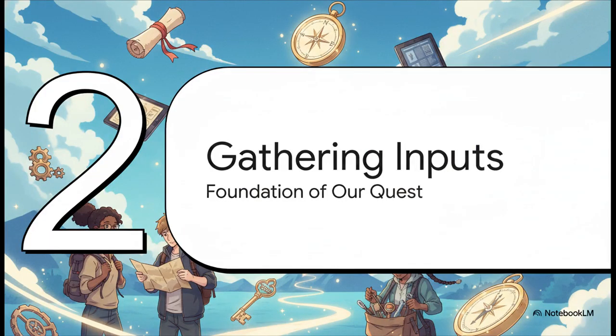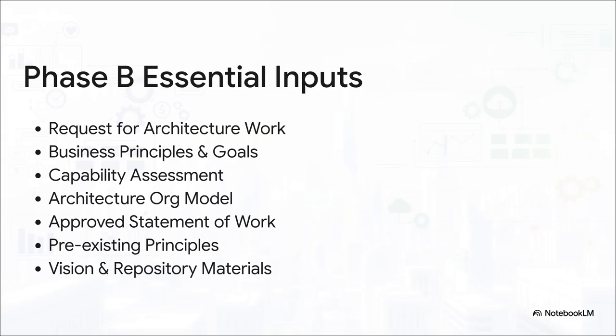Section 2. Gathering essential inputs. The foundation of our quest. Well, before our architecture team can venture into the deep analytical work, they need to gather their essential inputs. Think of these as the maps and tools for the journey. We've got the request for architecture work, business principles, capability assessments, and the statement of work. But here is a huge pro tip if you're just starting out. You rarely have to invent all of this from scratch. You can lean heavily on the TOGAF library. It's this massive repository of pre-existing industry reference models and guidelines that will drastically accelerate your project.